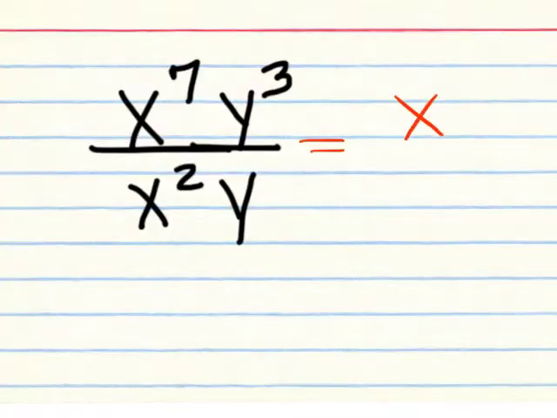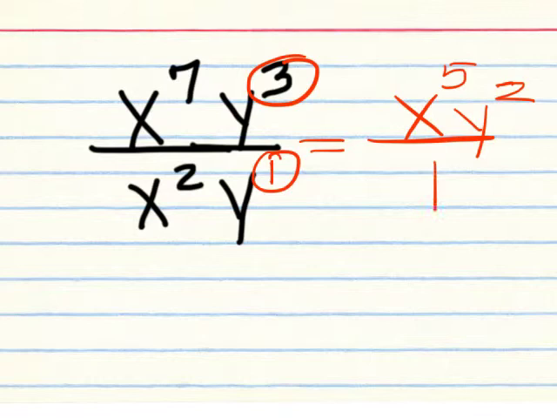Where does x go? Top. Number? 5. Y? Top. And? 1. Or just 1. 2, because this is a 1 right there. 3 minus 1 would be 2. So what's the final answer? X to the 5th, y to the second. Yep.